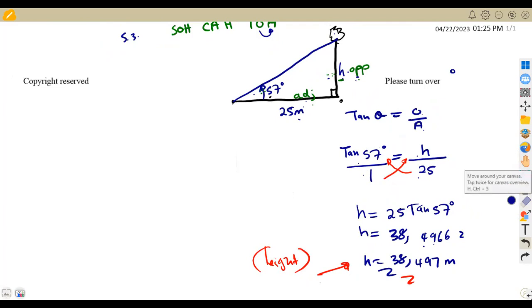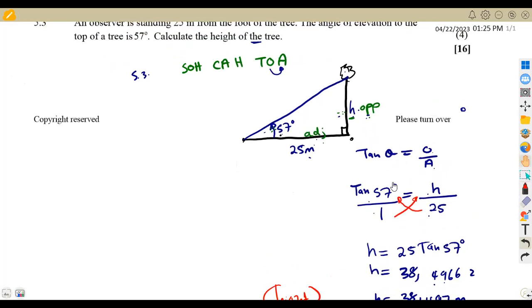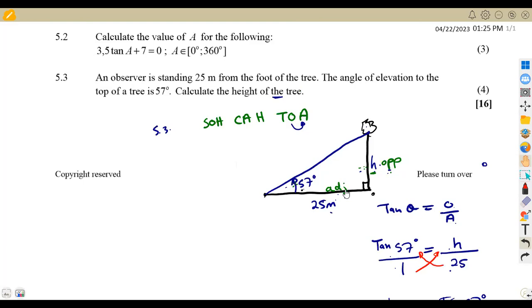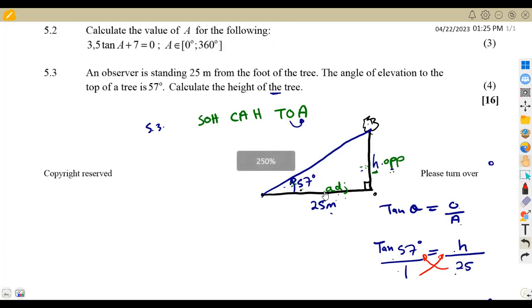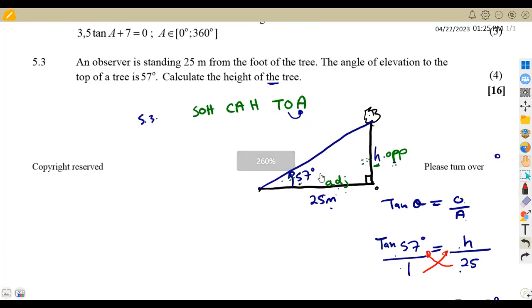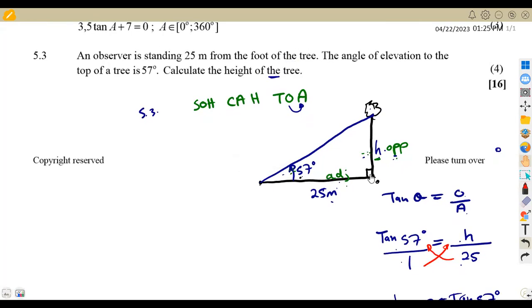So that is how we can use our trigonometrical ratios to calculate a side given an angle and one side. As long as you're given one angle and a side, you can use the ratios, provided it's a right angled triangle. That is the major thing that you're supposed to take note of.